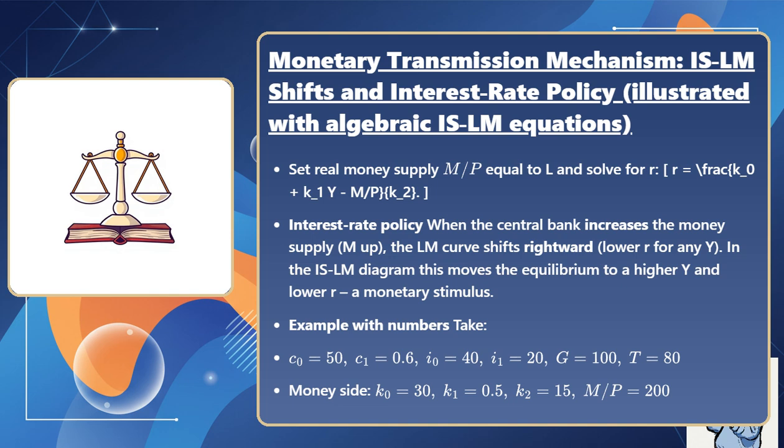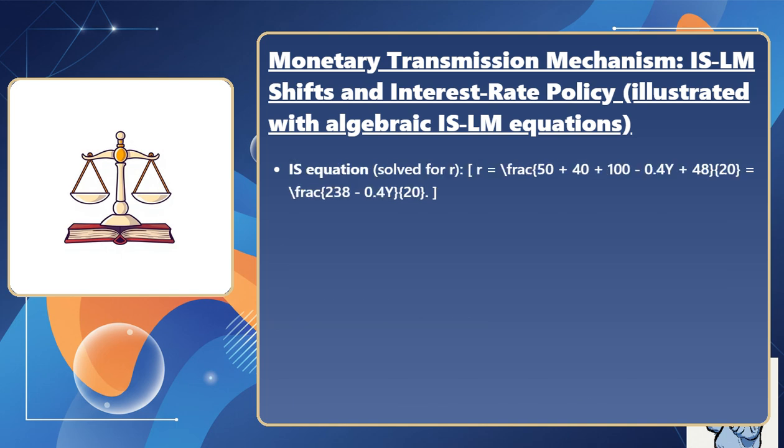Example with numbers. Take C0 equals 50, C1 equals 0.6, I0 equals 40, I1 equals 20, G equals 100, T equals 80. Money side, K0 equals 30, K1 equals 0.5, K2 equals 15, M over P equals 200. IS equation solved for R: R equals (50 plus 40 plus 100 minus 0.4 Y plus 48) divided by 20 equals (238 minus 0.4 Y) divided by 20.